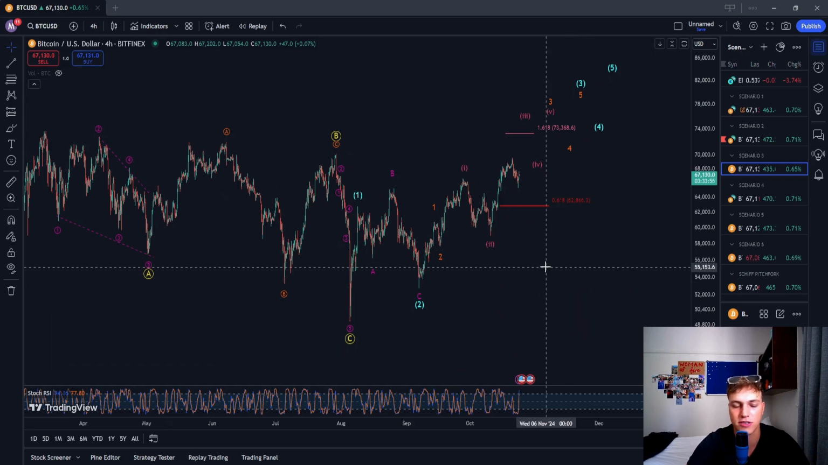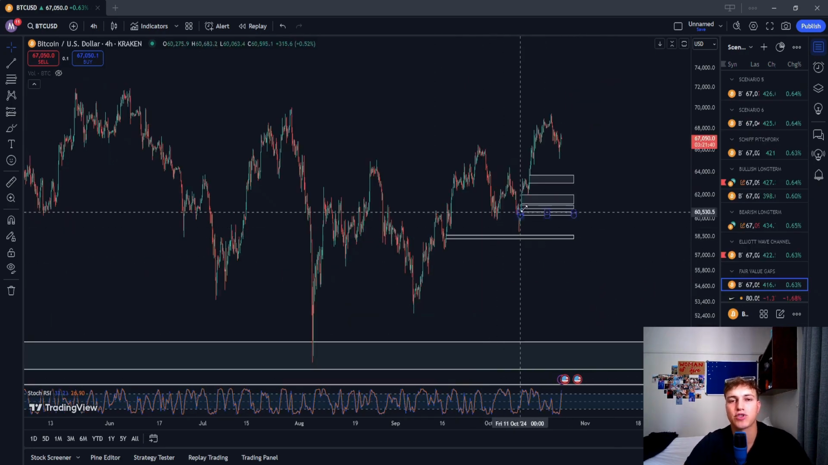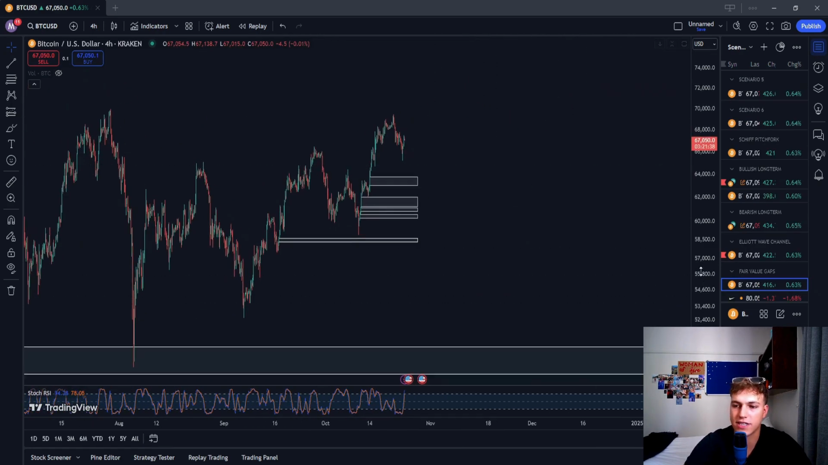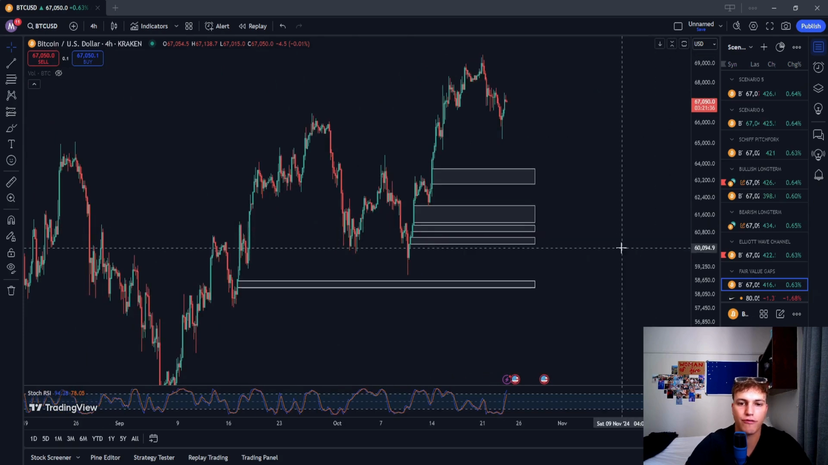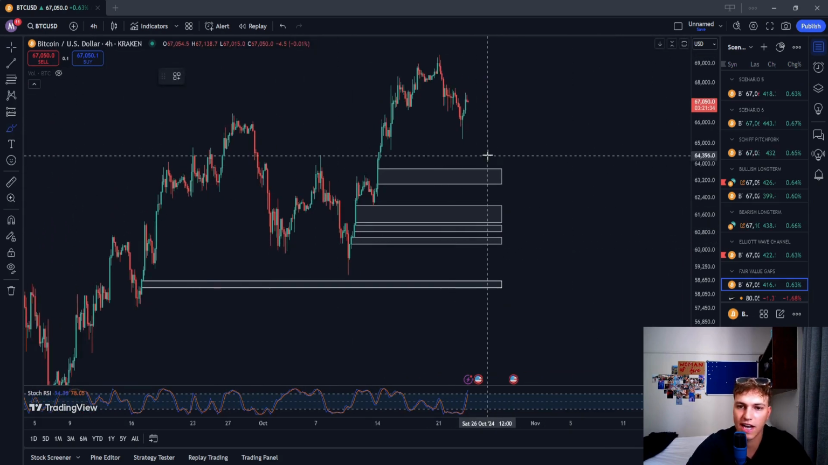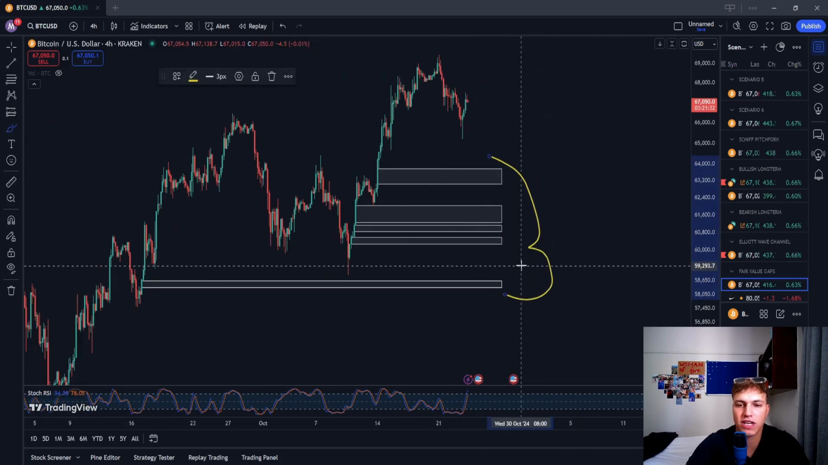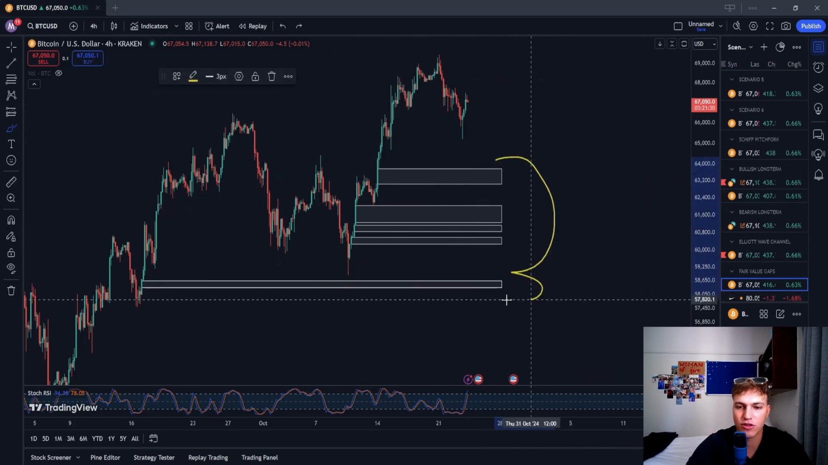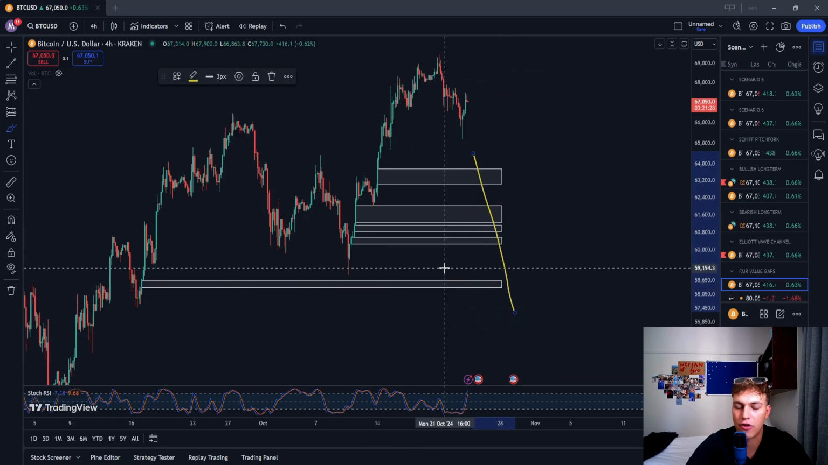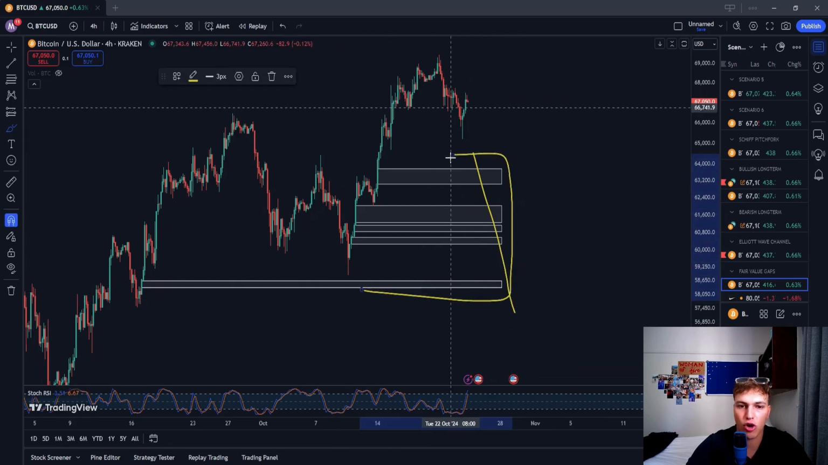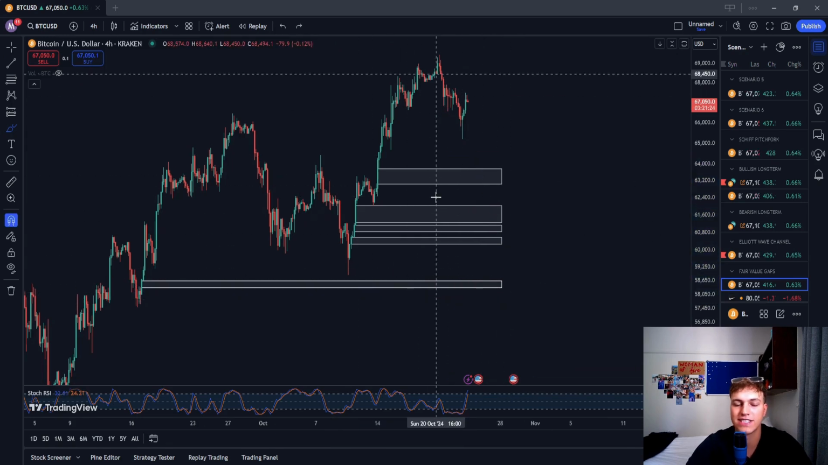Now, for fair value gaps on the chart, starting on the 4-hourly time frame, we can see here that there are a few fair value gaps towards the downside. I do expect for price to come down to these levels again, crashing through this area, as these fair value gaps are often filled up over time.